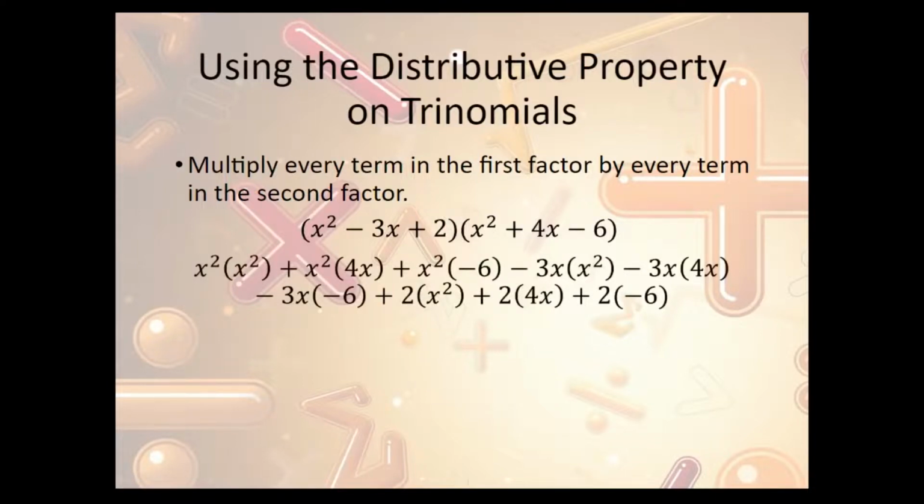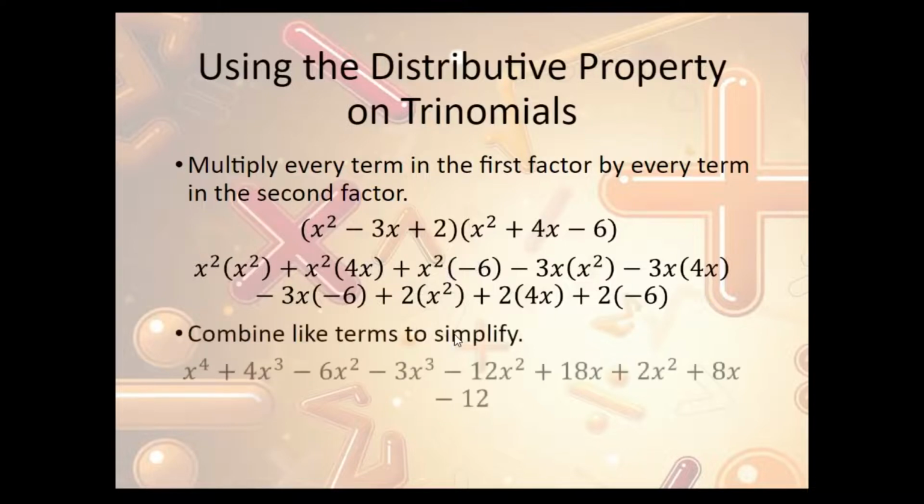So we get x squared times x squared is x to the 4th. We get x squared times 4x is 4x cubed. X squared times negative 6 is negative 6x squared, and so on. And we end up with this.